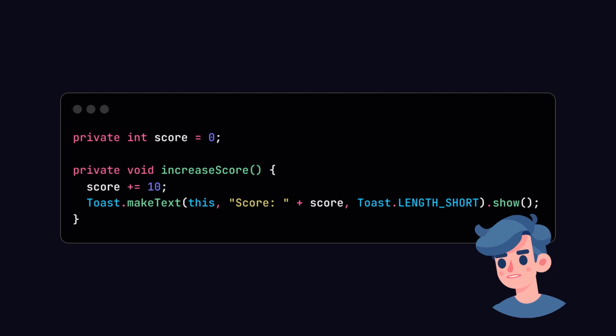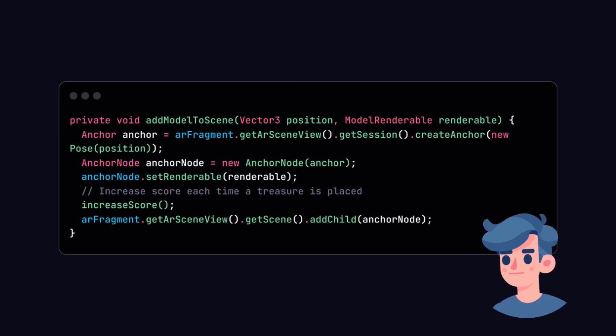As our game progresses, we want to create a mechanism for tracking found treasures. We'll use a list to keep track of treasures that have been placed and a simple scoring system. Let's create a score variable and a method to increase the score. Let's call increaseScore whenever the user places a treasure. Modify the addModelToScene method to include this.